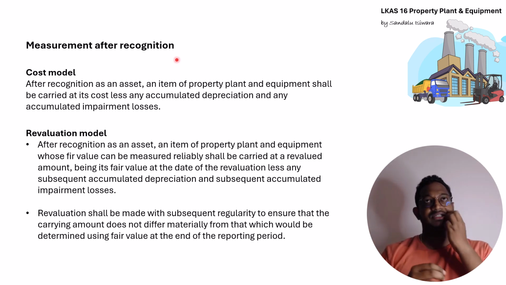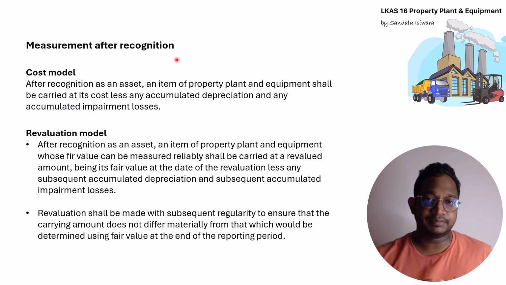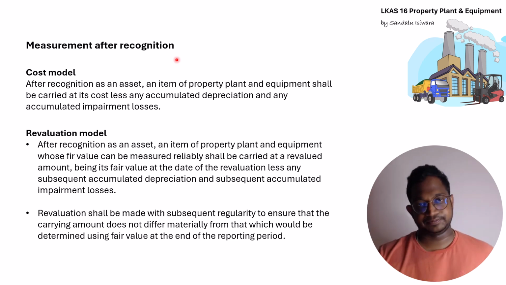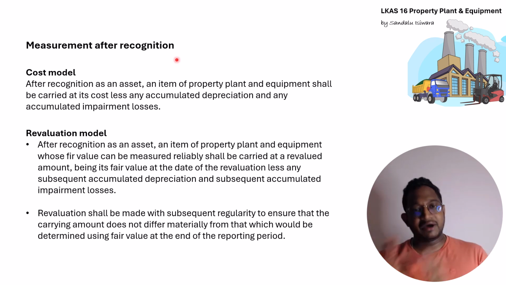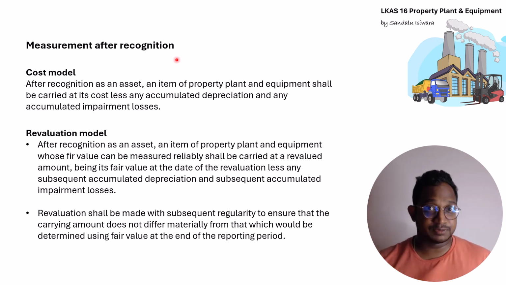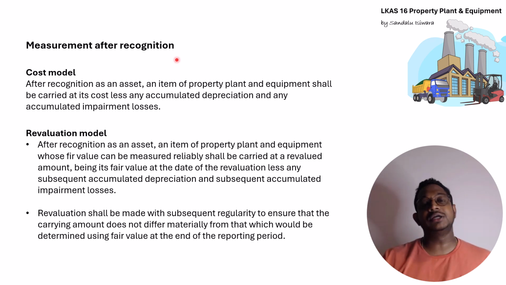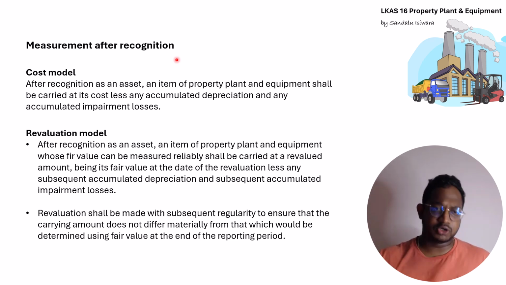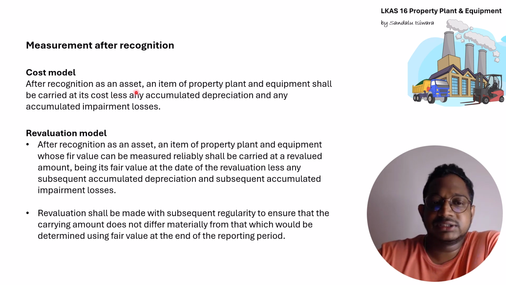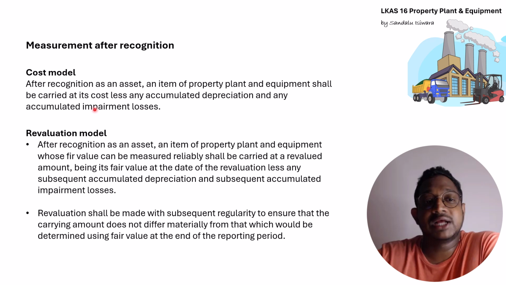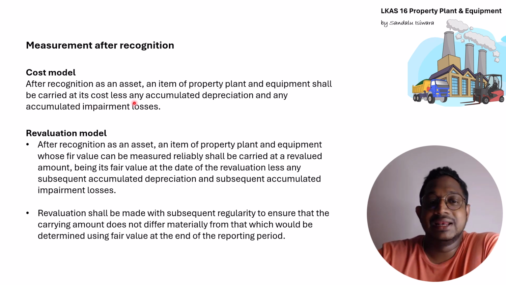At the measurement of recognition, which means the measurement at the initial point, you should measure at cost, right? There is only one method, only cost. But after recognition, when you are using this property, plant and equipment in your business, there are two models that you can use to measure it: the cost model or the revaluation model. So cost model means that after recognition as an asset, an item of property, plant and equipment shall be carried at its cost less any accumulated depreciation and any accumulated impairment losses.